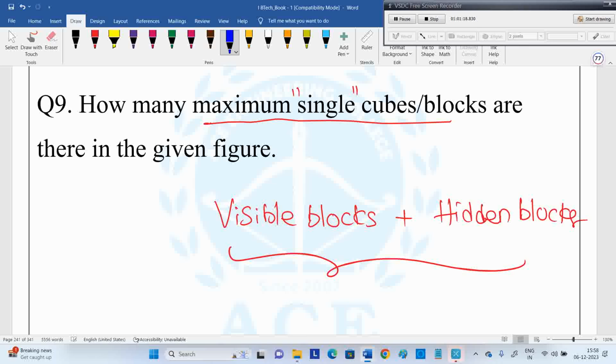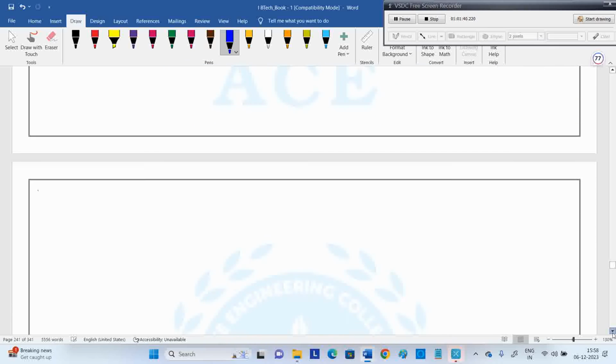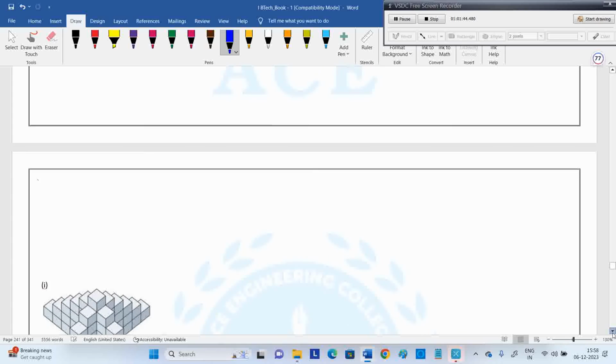Hidden as well. So what about that hidden one? How to count? I'll show in the example while discussing. So visible blocks plus hidden blocks, and I clearly mentioned how many maximum single cubes or blocks are there in the given figure. Now see the first example. Visible plus hidden. Mention that hidden blocks also. Otherwise, going forward, you may have a doubt why you are counting this one and that one.